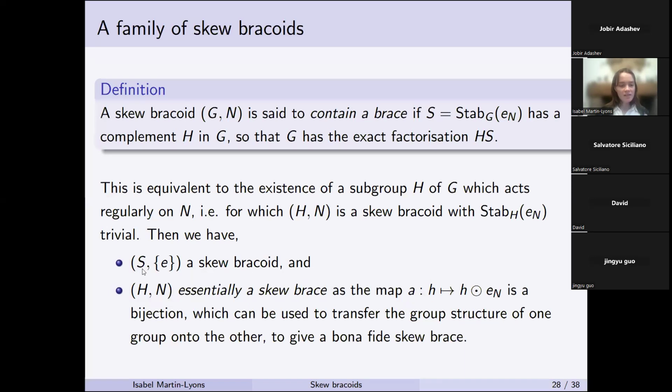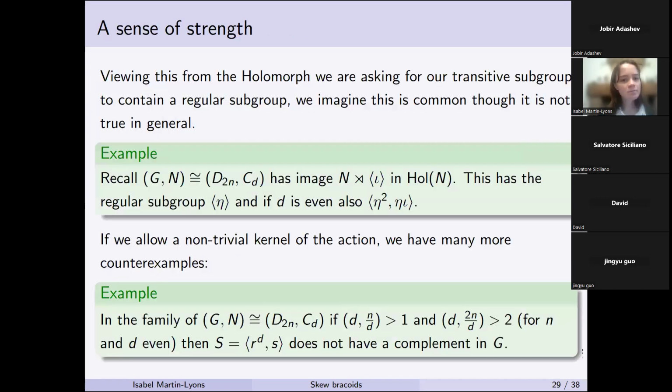Then we have that the stabilizer of the identity is a skew bracoid where, obviously, the action isn't really doing anything, it's trivial in some sense. And H with N is essentially a skew brace, because we have this regular action. This means that H acting on the identity is a bijection, and we can use this to transfer the group structure in one group onto the other to get a bona fide skew brace. So this is similar to the idea with the coset, but slightly more general.